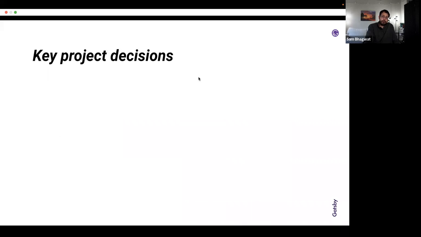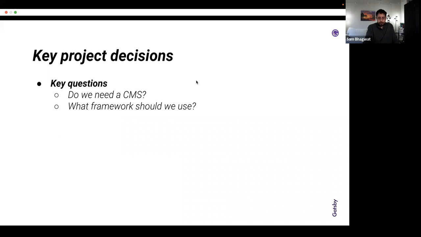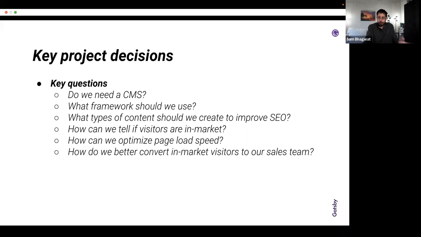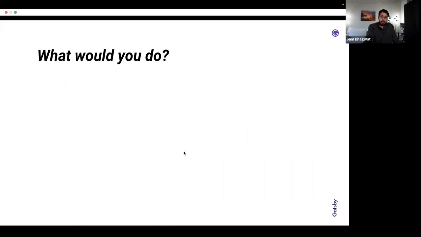So some of the project decisions that came up along the way of this project, right? Again, same thing. Do we need a CMS? Same question. Framework, content for SEO, right? They had this tricky thing around, how can we tell if visitors are actually someone we can serve? If someone's in the US, we can't really help them because we're only in rural Ontario, which is just one state in Canada, or province. How do we optimize page load speed? Converting in-market visitors to the sales team, right?